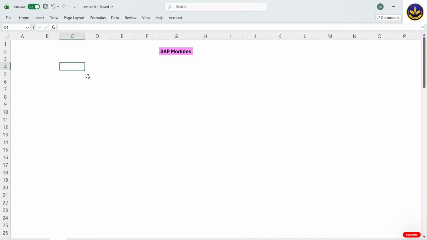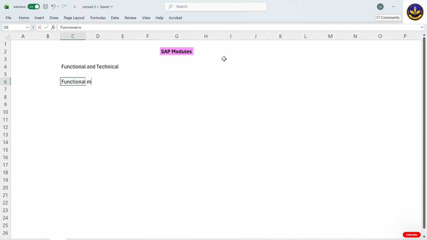In SAP majorly we have two types of modules. One is functional and the other is technical. Apart from that we also have other modules, which are of techno-functional nature or business oriented modules. Okay, let's start with some of our functional modules.